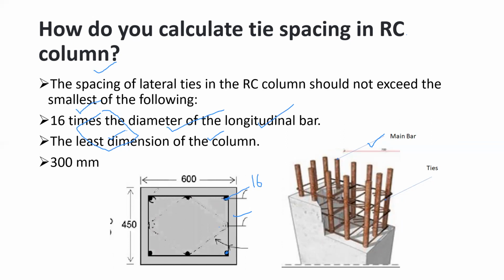Then the second step is the least dimension of the column. How many dimensions do we have for this column? 600 mm and 450 mm. What is the least size? 450 mm is the least size. So the second step, the least dimension of the column, is 450 mm. Third step, 300 mm. So we have to find out these three parameters: 1, 2, 3. The smallest of these three parameters is the spacing of the lateral tie.